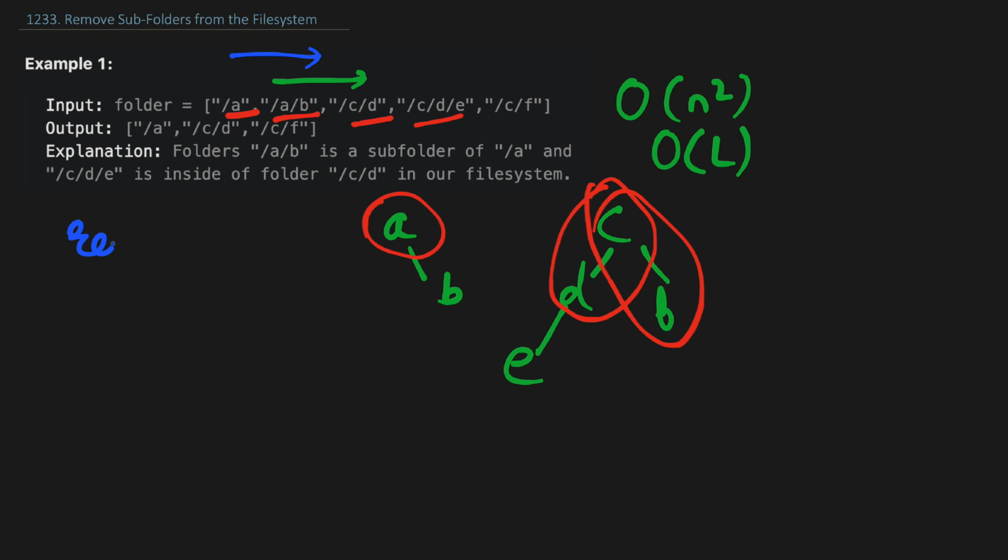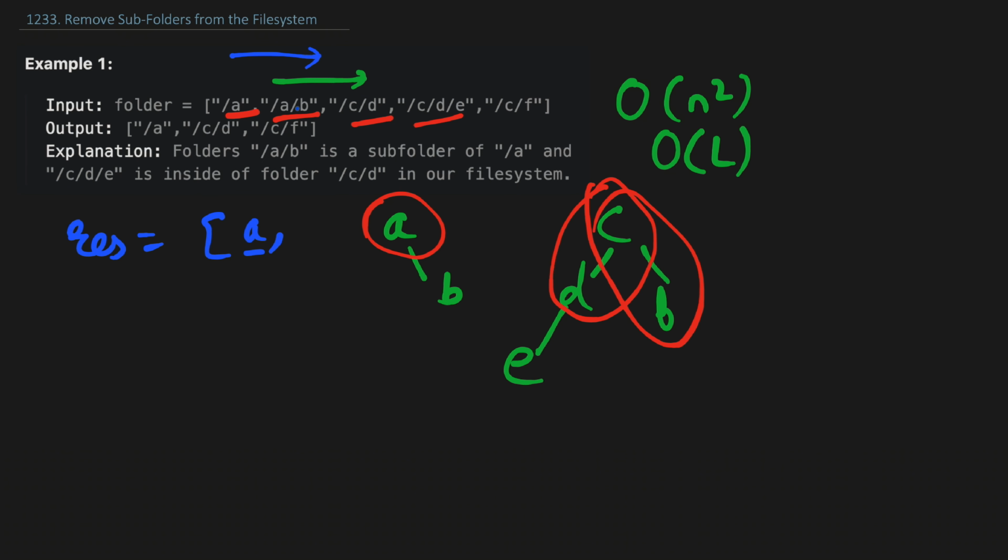Let's define our result list to store all the answers. First folder we see is /a, and we can see that the result list is empty. So that means this folder does not have any parent. So we will add it to the result list. Then we go to the next folder, which is /a/b. And we know that now the list is not empty. So that means the last index in the list can be a potential parent of this folder. And here /a is actually the parent of /a/b.